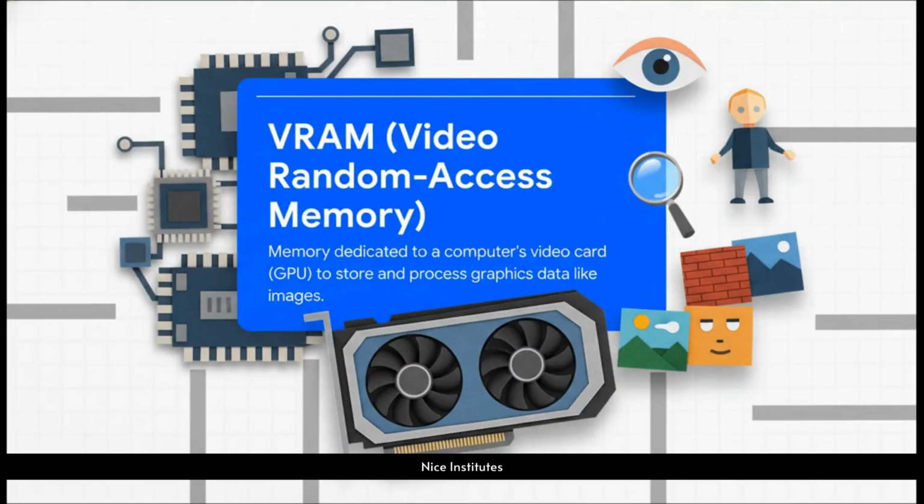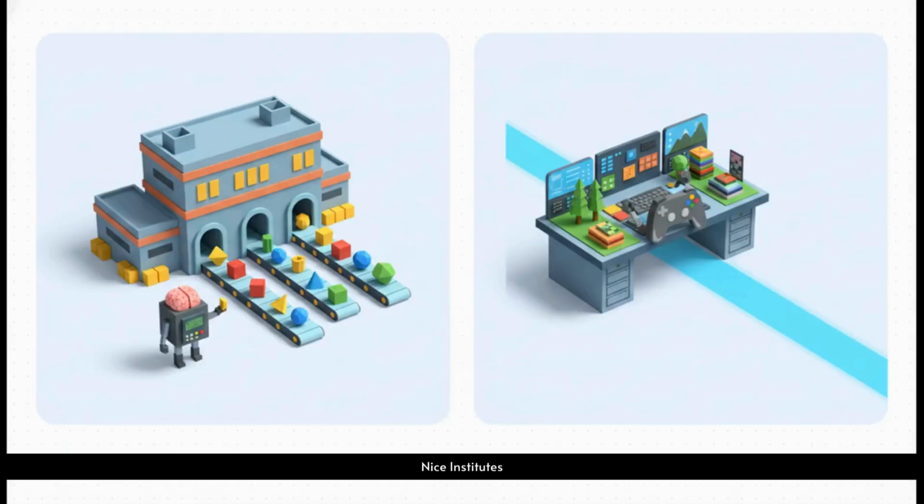So the technical term is Video Random Access Memory. It's a special kind of memory that lives right there on your graphics card. Its only job, its entire reason for existing, is to hold all the graphics data. We're talking textures, 3D models, images, you name it, everything that needs to be ready to go in a fraction of a second.